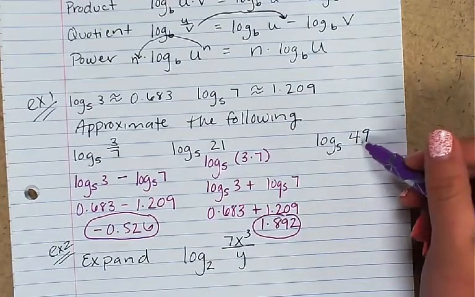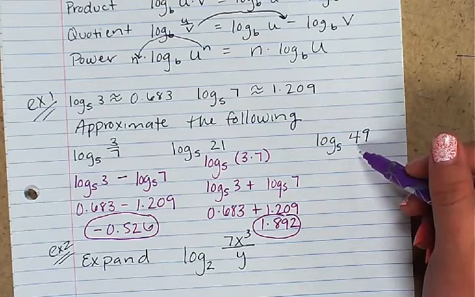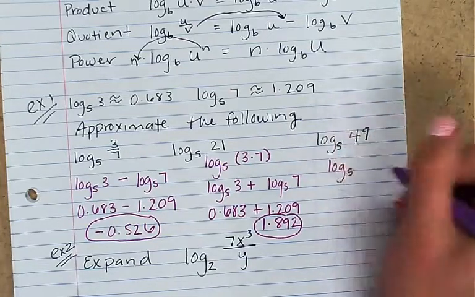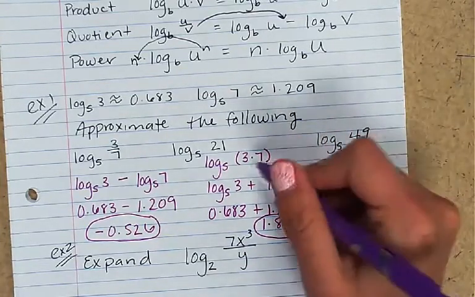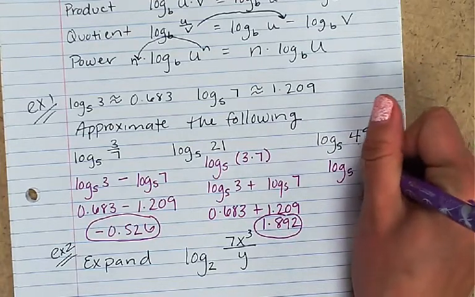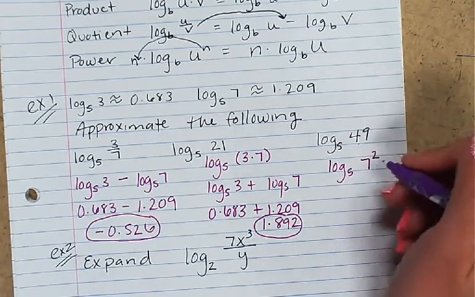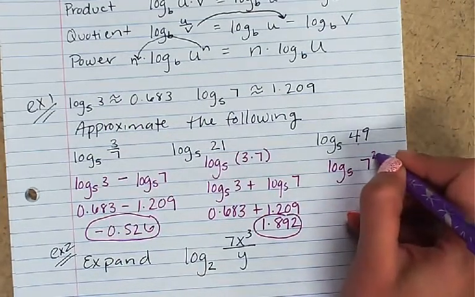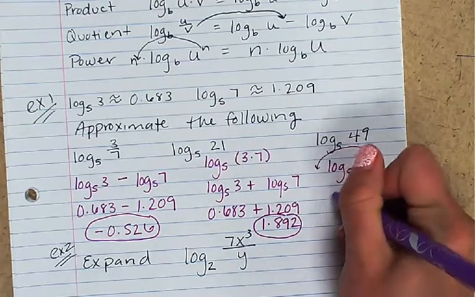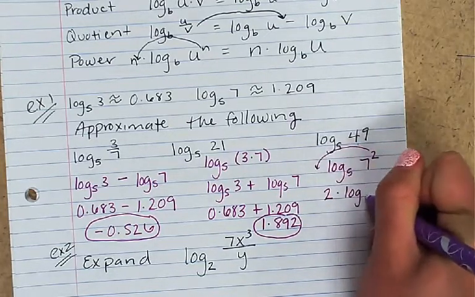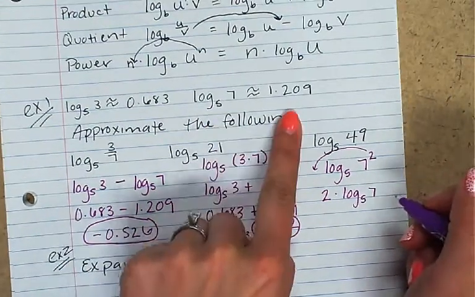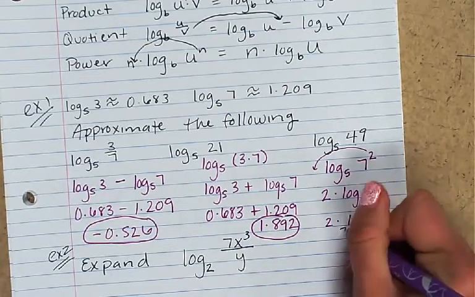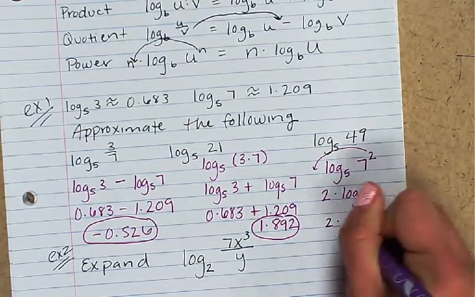Okay, so now the last one. Is there a way that we can write 49 with 3 or 7? There's two ways you can do this one. Since we've already done a multiplication one, I'm going to rewrite 49 as 7 squared. So now we can use the power property and bring this exponent down to the front of our log. So now it's just 2 times log base 5 of 7, which we know is 1.209. So 2 times 1.209 gives us 2.418.